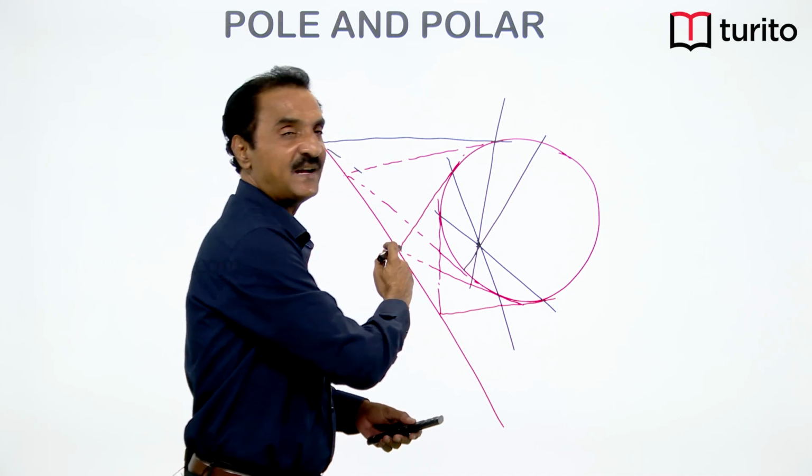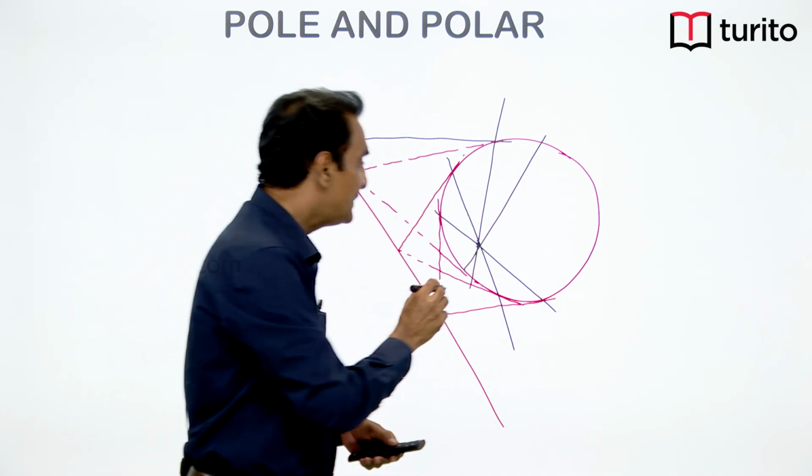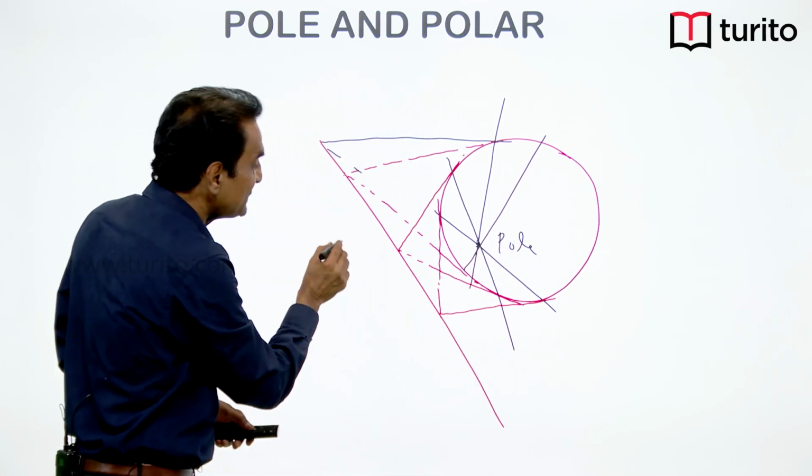For every fixed line, there will be a corresponding fixed point with respect to a circle. This fixed point is called pole and this fixed line is called polar.